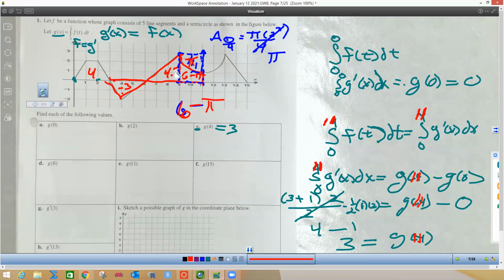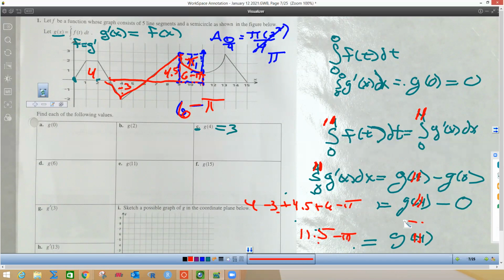So I'm going to add all of these up because that's what this part over here on the left is going to be. It's no longer just this part, it's all those areas total. So this part over here is 4 minus 3 plus 4.5 plus 6 minus pi. So if I add all these numbers up, let's see, that's 10. 10 minus 3 is 7, and 7 and 4.5 is 11.5 minus pi. So that would be what that problem is right there. G of 11 would be 11.5 minus pi.